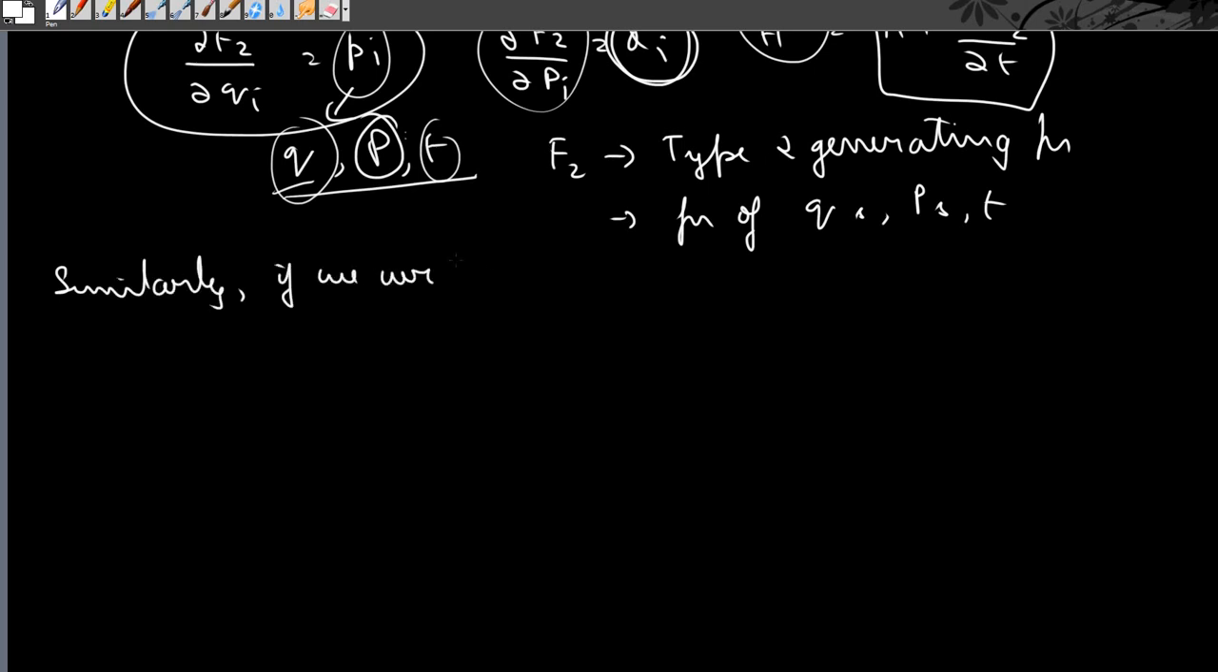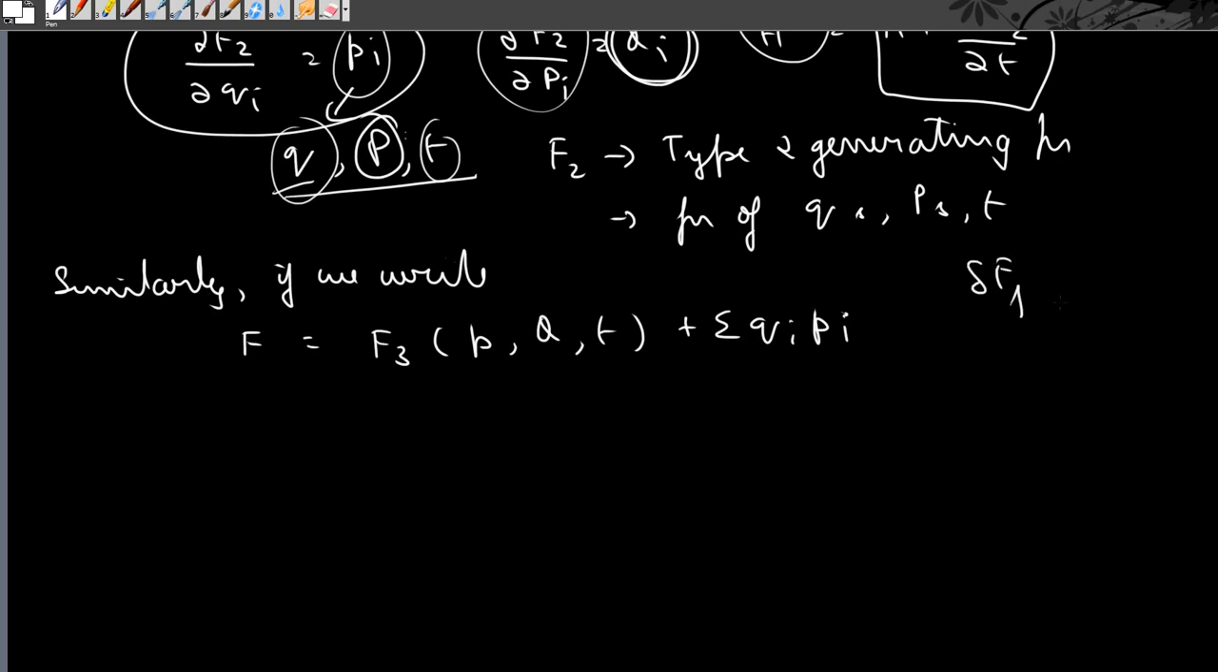if we write f as equal to f3, which is a function of old momenta, new coordinates and time, plus summation qi pi. Okay, now we can write it like this because the variation of f at final and initial positions is still going to be 0, because all these quantities do not vary at the endpoints, and therefore this quantity will also not vary at the endpoint. So it is justified that we can write it like this.